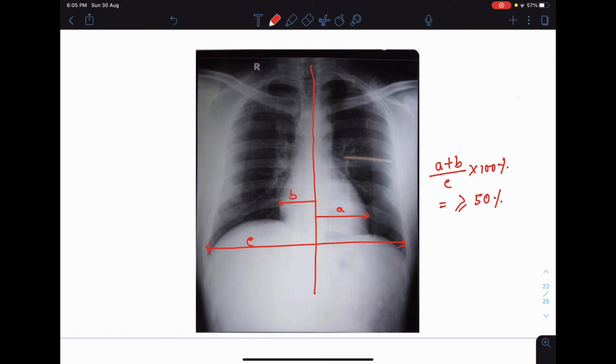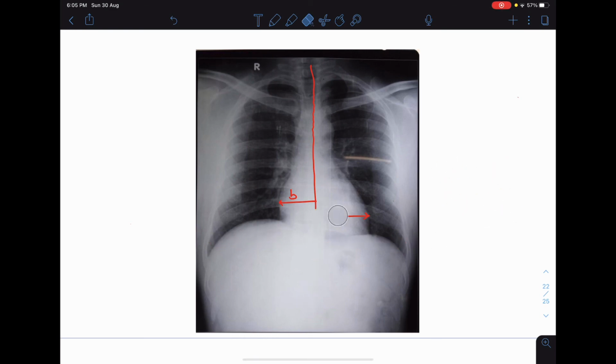Now the next thing we can look at is the diaphragm. We should see the domes of the diaphragm, and normally the right dome of the diaphragm is slightly higher. It is around half an inch, or about 1 centimeter, higher than the left dome of the diaphragm. If the left dome is higher than the right dome, or if there is any flattening of the domes of the diaphragm, these will suggest some kind of abnormality.